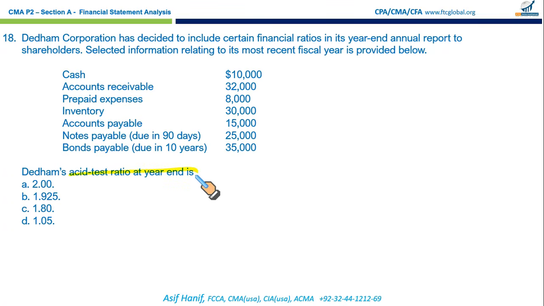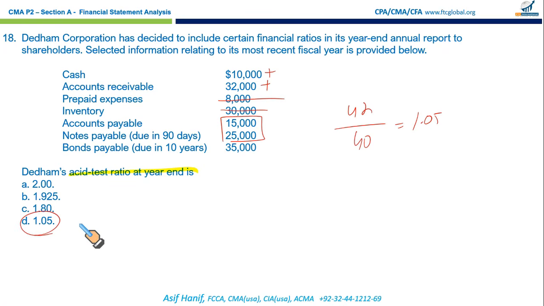Acid test ratio. For this, we need to take the quick assets, which is cash and accounts receivable. Prepayments are not considered. Inventory is not considered, just two numbers, divided by the current liabilities, which is accounts payable and notes payable. So basically it's 10 plus 32, 42 over 40, so that is 1.05. Fairly straightforward. Speed and accuracy is what you need to do well on your exam.